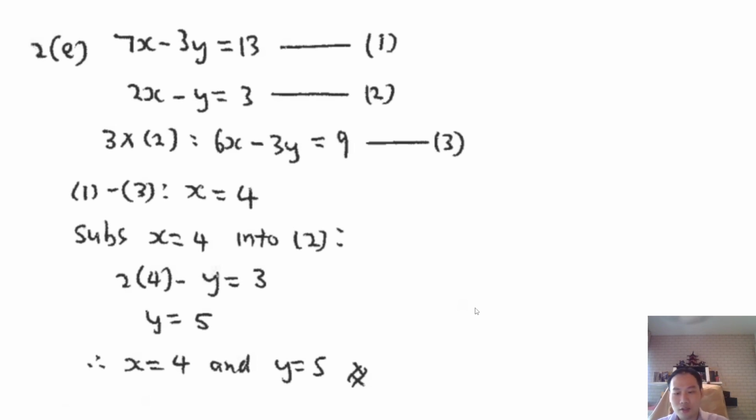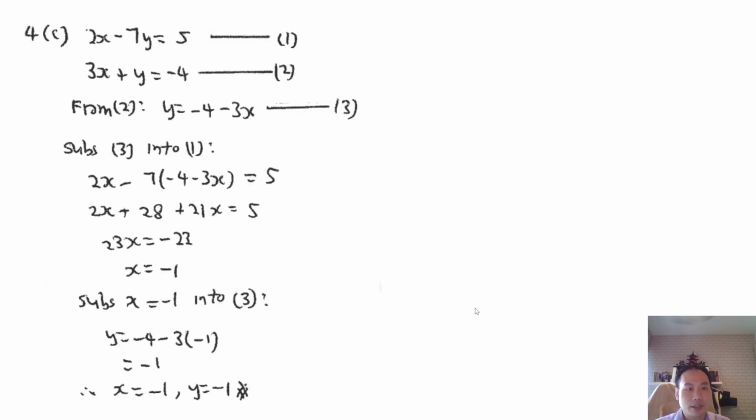Now, let's move on to the next question. The next question is question 4C. The requirement this time round is for us to use the substitution method. The substitution method is slightly different, of course. We do not need to match up the coefficient of either the x or y, but rather we make use of the concept of change of subject. We choose one of the equations, change the subject to one of the variables, and then we substitute.